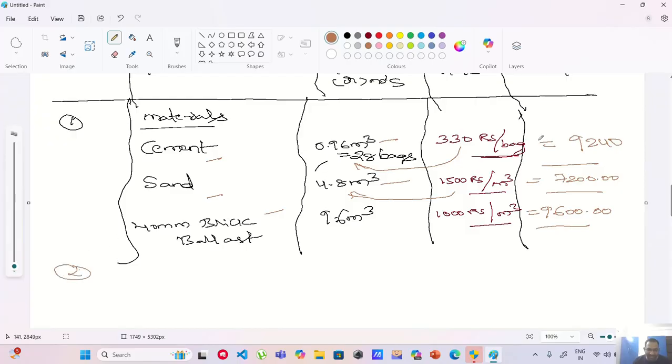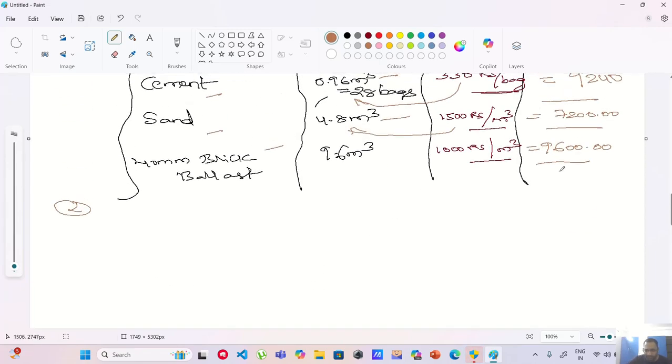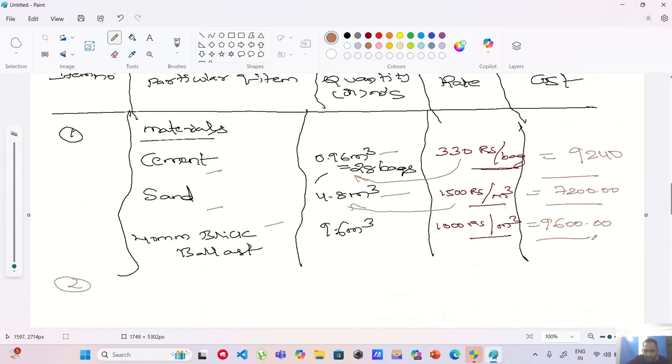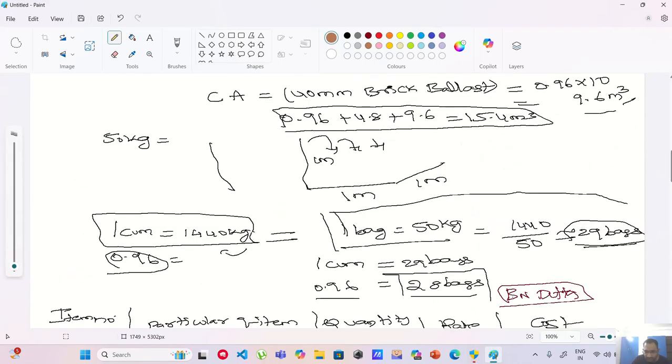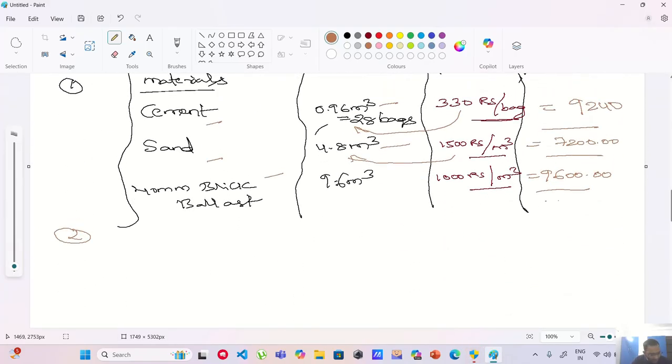Labors. For constructing this foundation, labors must and should be required. Okay, and I'm going to sum this here, how much will come. Okay, and this value is equal to 26,040 rupees. And the next one, I'm going to calculate the labors.